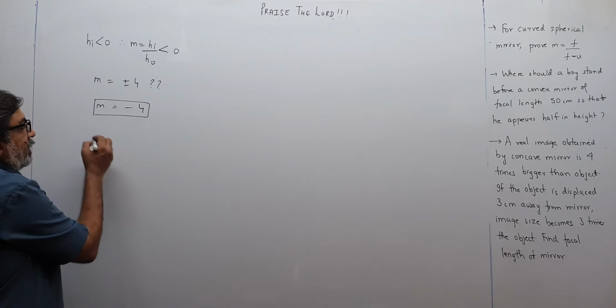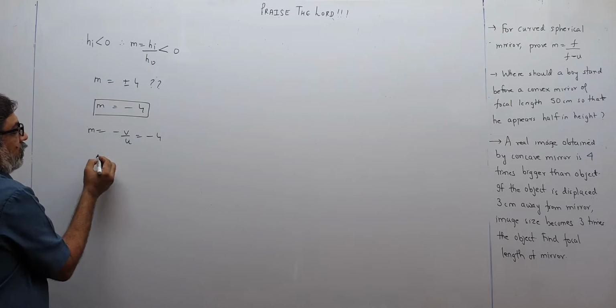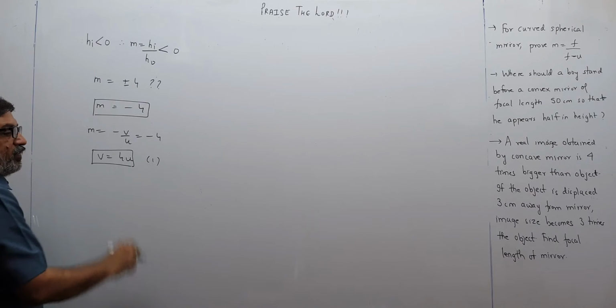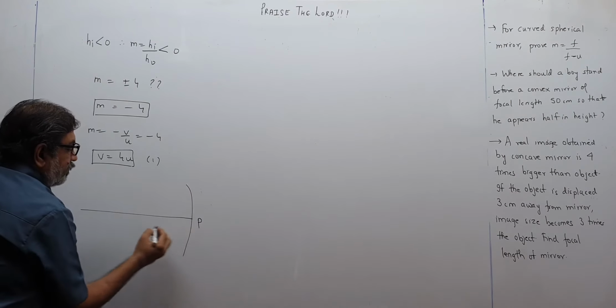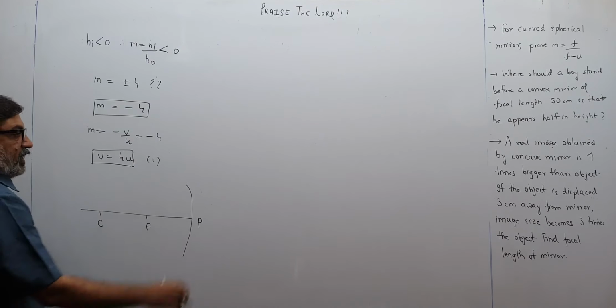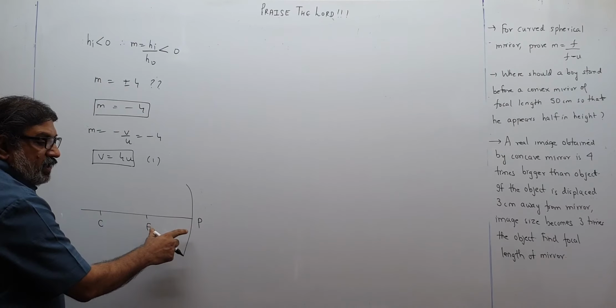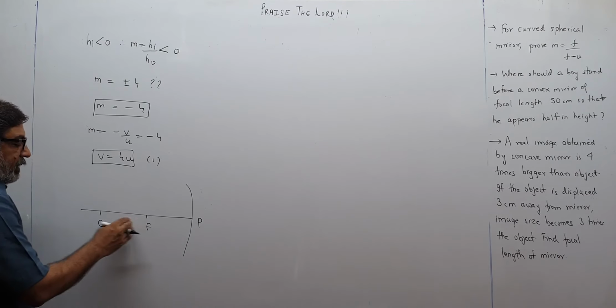Then children, you know that M is equal to minus V upon U, and that will be minus 4. So V will become 4U. This equation is also correct, because U and V will have the same sign, because this is the situation: pole is here, focus is here, center of curvature here. If the image is real, I am definitely standing beyond the focus. I cannot stand over here. Otherwise, the image will be here, it will be virtual. Image is real means I am anywhere over here.